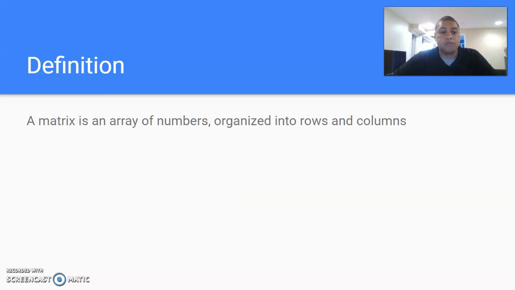Number one, what's a matrix? A matrix is an array of numbers organized into rows and columns. Pause the video if you need to write that down.